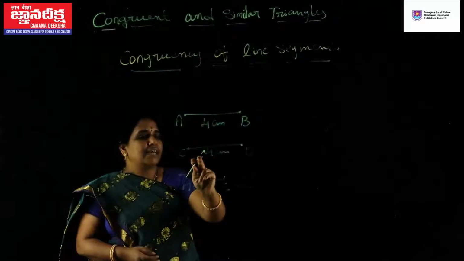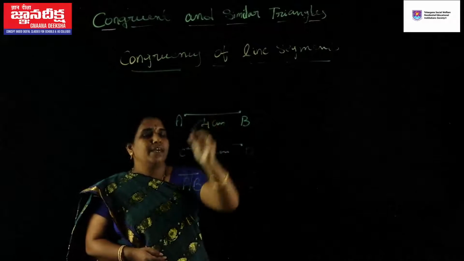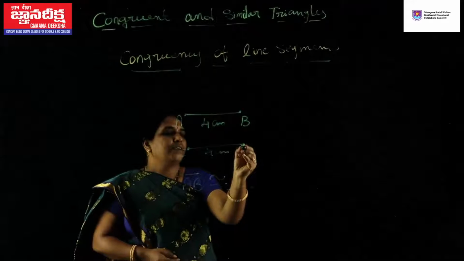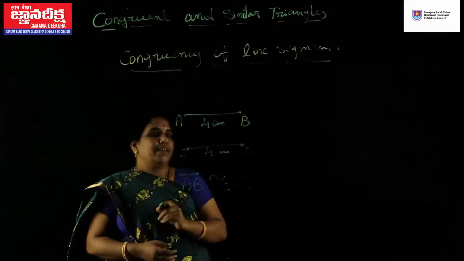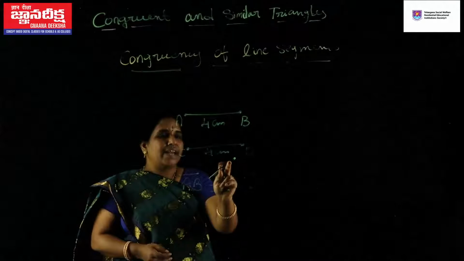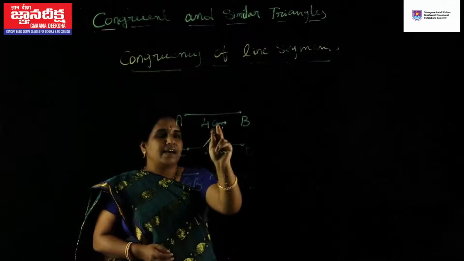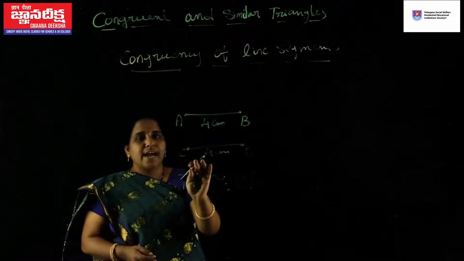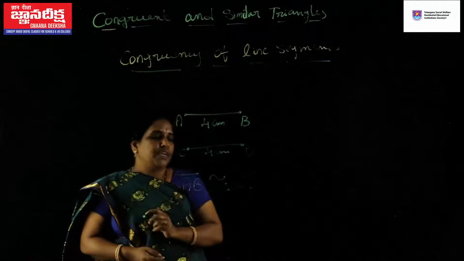When we place this line segment CD on AB, what happens? This point C coincides with A, point D coincides with B. These 2 are of same shape. They are line segments, as well as their lengths are equal. Means they are of same size. As both the conditions are satisfied, AB and CD are congruent to each other.